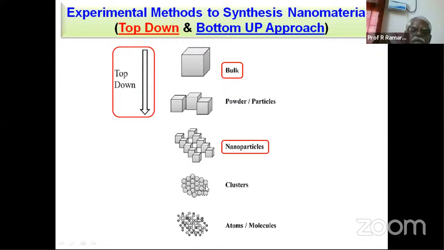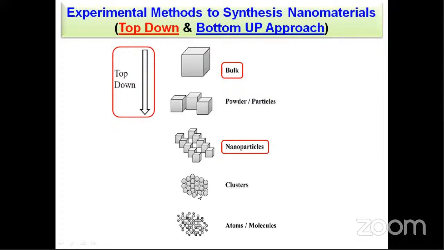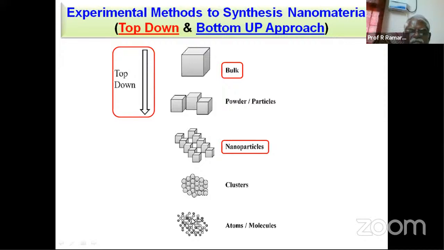The cluster contains a fewer number of atoms, like 10 atoms, 20 atoms, 5 atoms, that's it. But the nanoparticle, since the size is in the nano range, will have 10,000, 20,000 atoms. And if you go further down from clusters, then you come to atoms, individual atoms. So this is what we call the top-down approach. At the top, you start with the bulk material. Slowly you grind into small powder. Then finally you make it into atoms.